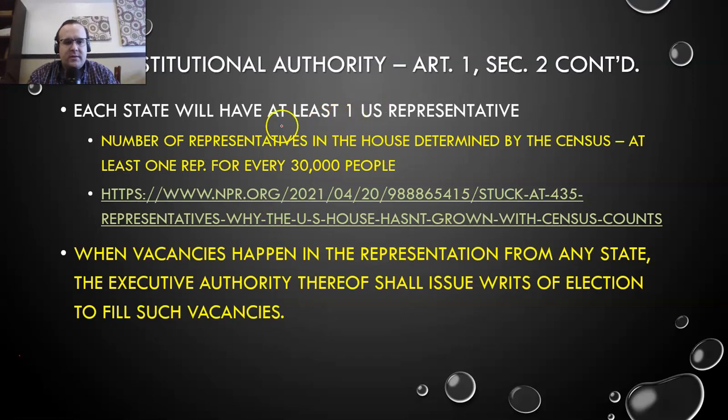So each state will have at least one U.S. representative, and there are several states that do. Wyoming has only one U.S. representative. Montana, very low populations. But if you notice, the number of representatives in the House is determined by the census. At least one representative for every 30,000 people. Now, are representatives today representing only 30,000 people? No.